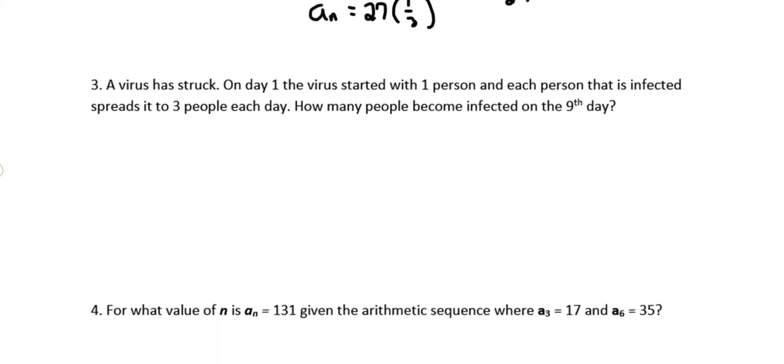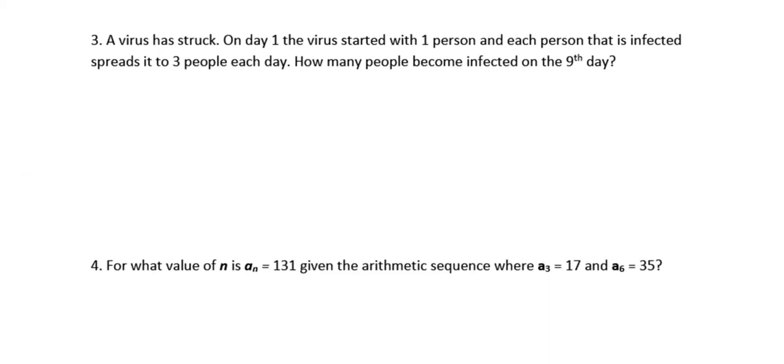All right, the third question, a virus struck. So this is going to be another geometric sequence because we're going to end up multiplying by 3, multiplying by 3. So on the first day we have 1, and the next day we'd have 3, and then each of those 3 people give it to 3 people, so we'd have 9, 27, and so on. How many do we get on the 9th day?